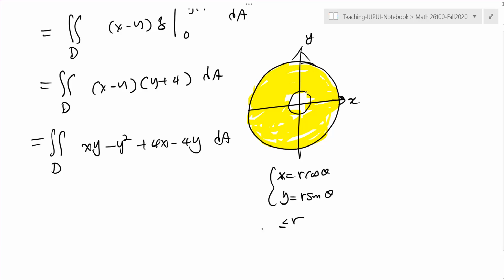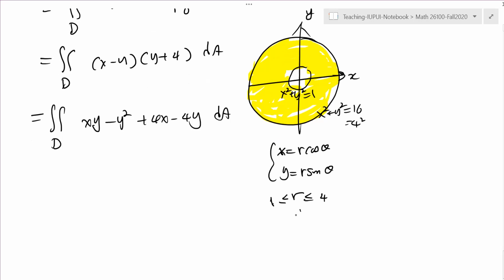Now here r is clearly between 1 and 4, because one circle is x squared plus y squared equals 16 and this one is x squared plus y squared equals 1. So 16 is 4 squared, so the radius is between 1 and 4. Theta has no restriction, it's between 0 and 2 pi. So what you get here is r from 1 to 4, theta from 0 to 2 pi.